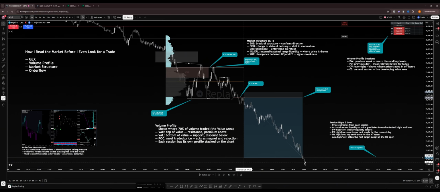Okay, bias is set. Now I wait for the structure to give me an inch. Price pushes up here, rejects the current value area twice, and then boom, moves lower. We made an SMT, broke down here, another break of structure, and then we created a 5-minute imbalance, retest on the value area low from the current session, and the 5-minute imbalance, and then we moved lower.